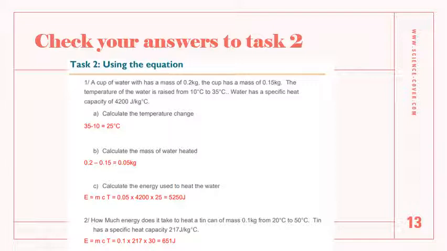How much energy does it take to heat a tin can of mass 0.1 kilograms from 20 to 50? Tin has a specific heat capacity of 217, so you can do 0.1 times 217 times 30, and that gives you 651 joules.